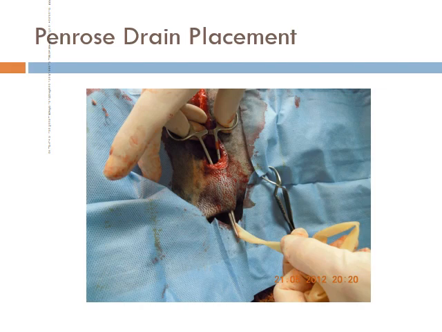Okay, so drain placement. I've got a video on Penrose drain placement I'd like you to watch. Penrose drains are simply open tubes of rubber material. You could really use anything to do this. There's not anything special about the tubing except that it is sterile and it's inert, so the body's going to ignore it. And we're going to use this as a means of keeping an opening into an area that we're concerned about having dead space.